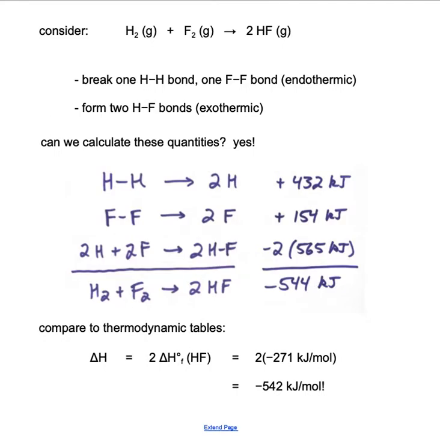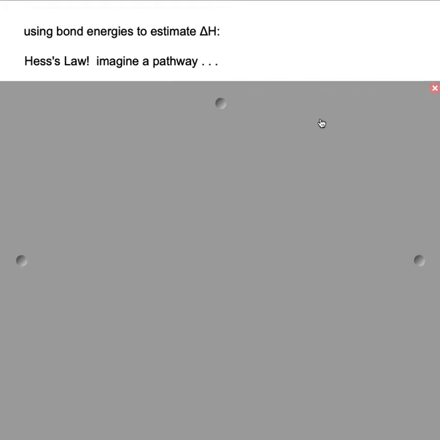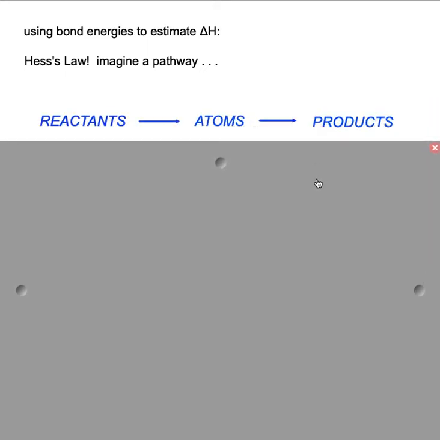Let's do a couple more examples. So what we're doing here is using bond energies to estimate the enthalpy change for a reaction, and we're going to apply our old friend Hess's law. Remember, in Hess's law, we can make up any pathway we want because enthalpy is a state function or a state property. It is pathway independent. So the pathway we imagine is we take the reactant molecules and we put in sufficient energy to completely break every single covalent bond in every reactant compound to make the atoms.